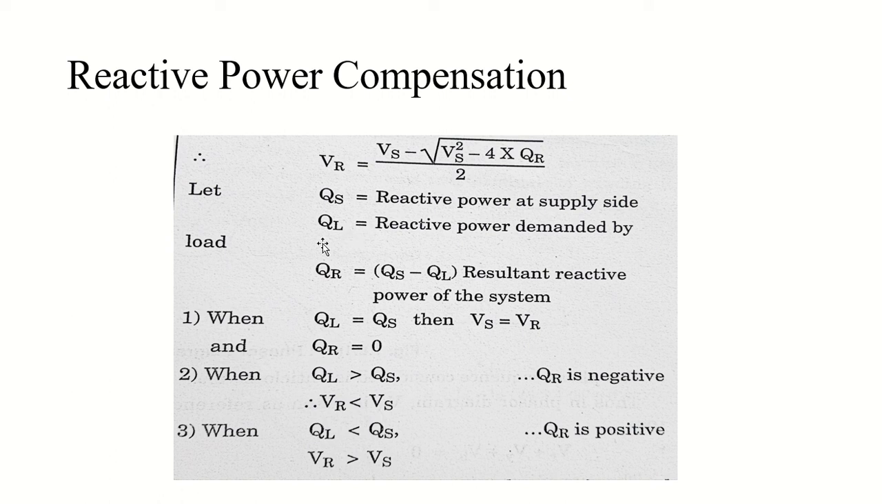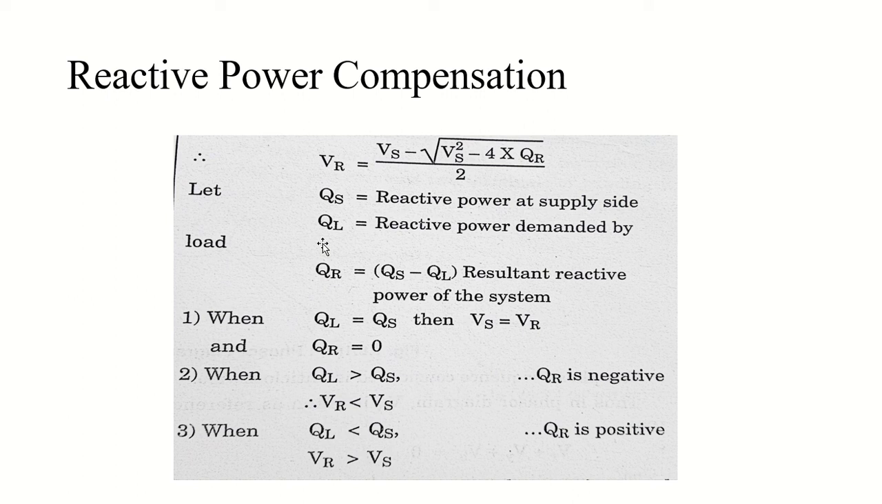What are QS and QL? QR is something new to you. QR is QS minus QL, the difference between the supply side reactive power and the demand side reactive power. That difference is called QR.